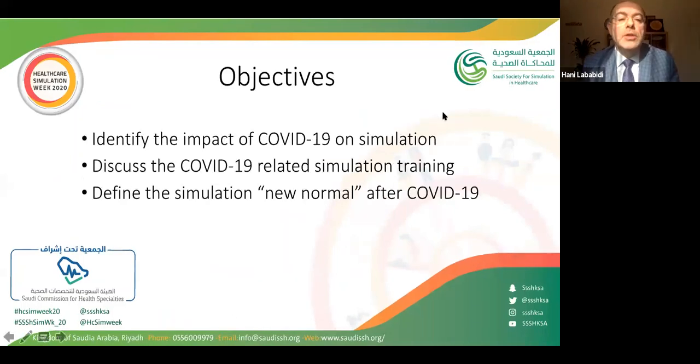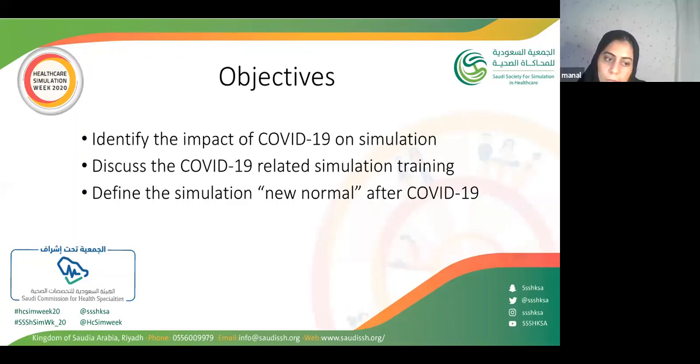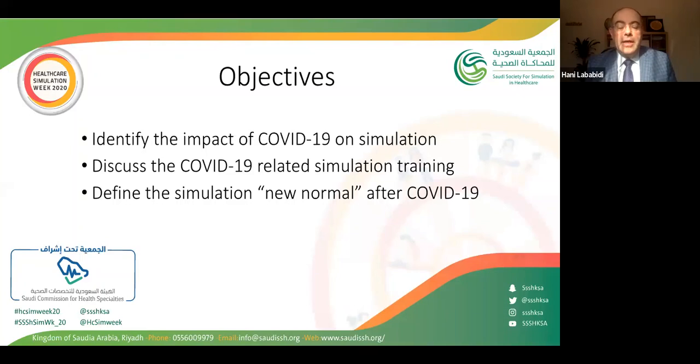The objectives are to identify the impact of COVID-19 on simulation, discuss some of the COVID-19-related simulation training, and define what we call the new normal after COVID-19. Everybody is now asking what the new normal is; it is the terminology that they are using. It is something I don't know whether to call fascinating or difficult, but it's a great learning experience during these nine months or a little more of COVID-19, something we never had before. Whether good or bad, at least we are learning from this experience.